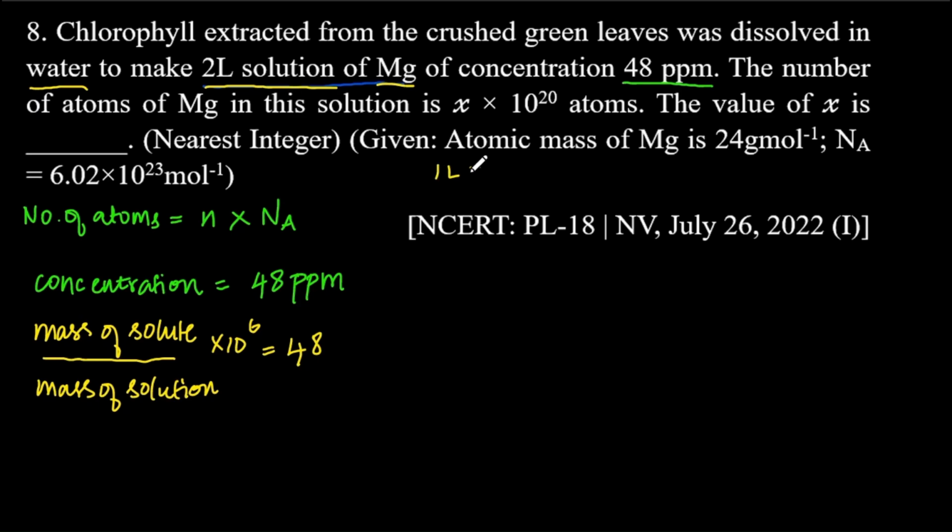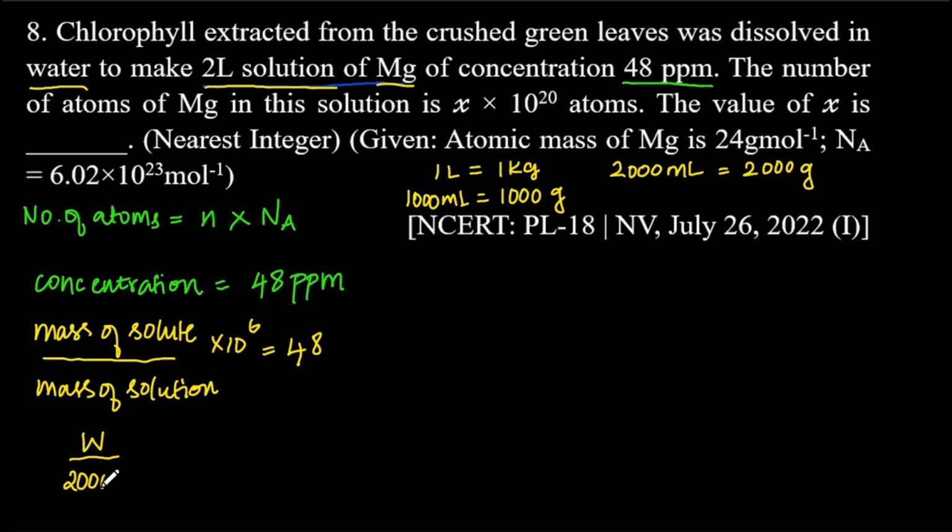1 liter of water is approximately equal to 1 kilogram. 1 liter can be written as 1000 ml. 1000 ml is equal to 1000 grams. So in this question 2 liter is given. So 2000 ml of water is equal to 2000 gram by mass. So we have to find the mass of solute. Solute in our case is magnesium. So let us keep that as W. W divided by mass of solution, which we have converted as 2000 gram, into 10 power 6, everything equal to 48.